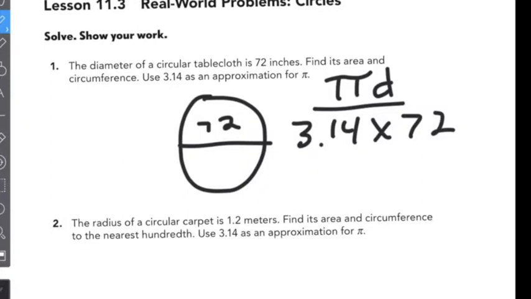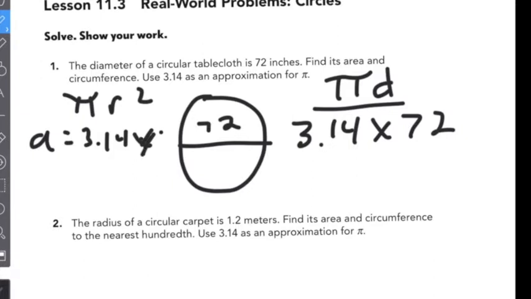The area is pi r squared. So the area will equal 3.14 times r squared. You could divide 72 by 2 on a calculator, but it should be 36 squared because it's r squared, and then you just have to compute that.